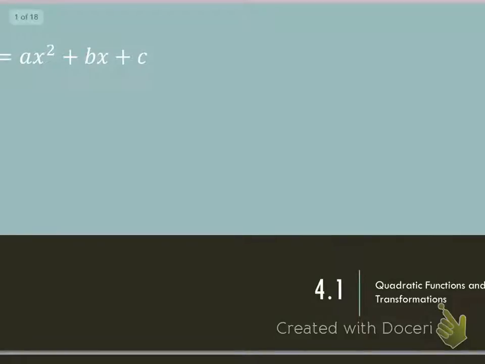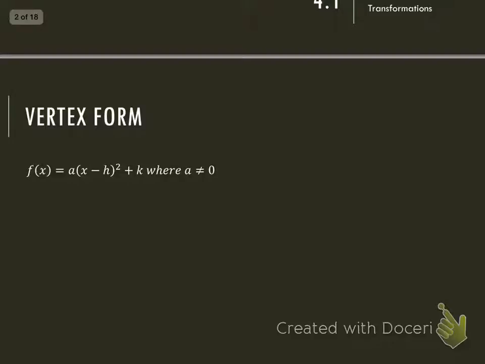So in this video we're going to be graphing quadratic functions and then we're going to be transforming them. So vertex form is going to look like this. Normally we're used to seeing y equals ax squared plus bx plus c. That is standard form, which we're going to be talking about next time. This is going to be vertex form, so this is what we're going to be graphing off of this time.